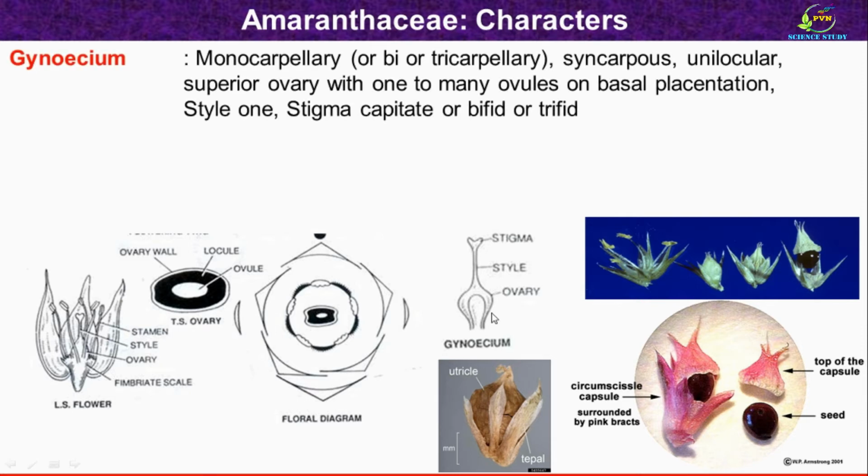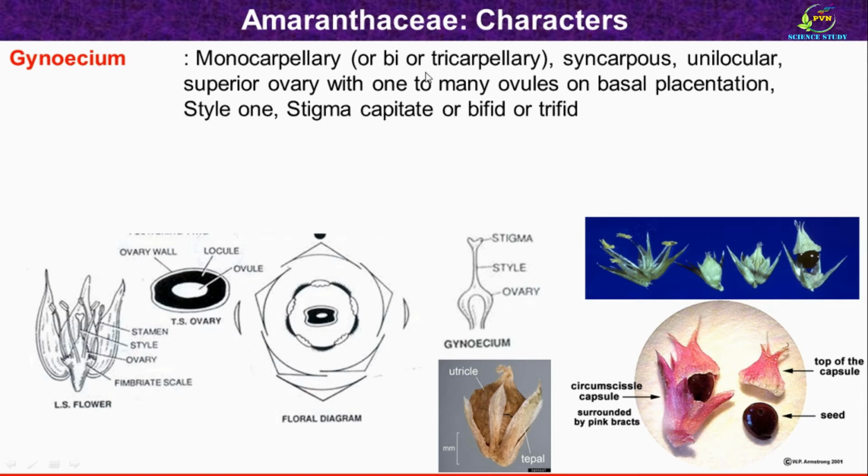Now we will see the gynoecium. This is the separated gynoecium of Amaranthaceae family member. Gynoecium is monocarpellary. That means only one carpel is present. But sometimes it is bi or tricarpellary. Bi means it contains two carpels and tricarpellary means it contains three carpels.